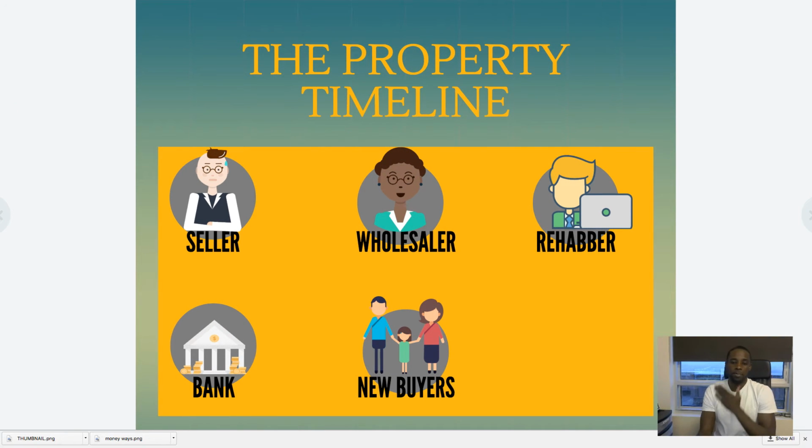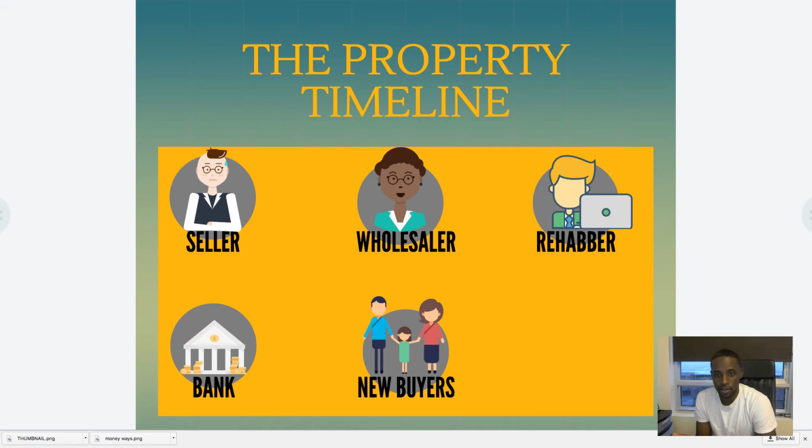So here's the property timeline in the wholesale business. The seller sells it to the wholesaler. The wholesaler sells it to the rehabber. The rehabber fixes the house and then sells it to the new buyers. But the new buyers need a bank to give them the money to buy it from the rehabber. And then now the bank owns that home, but they finance it to the new buyers. And if the new buyers pay cash, now they own that home. And this whole cycle can all start again.